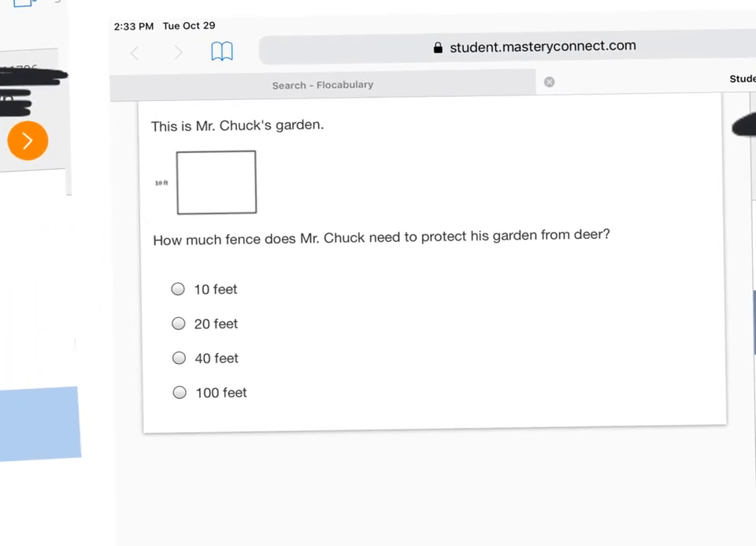This is Mr. Chuck's garden. How much fence does Mr. Chuck need to protect his garden from deer? It tells us that one side is 10 feet. This is the same type of square we had earlier when we were using area, but this time it asks about a fence. So a fence wouldn't cover the inside. The fence would go around the outside. So to find perimeter, we're going to say 10 plus 10 plus 10 plus 10, which would be 40.